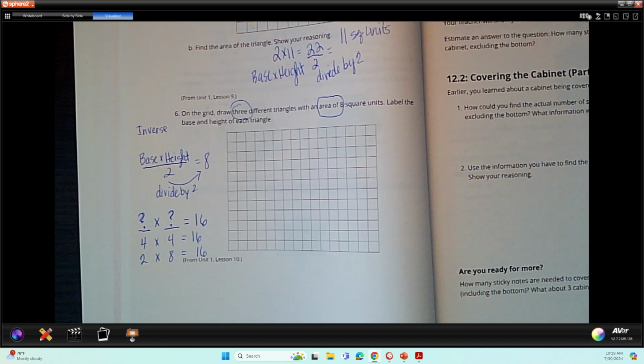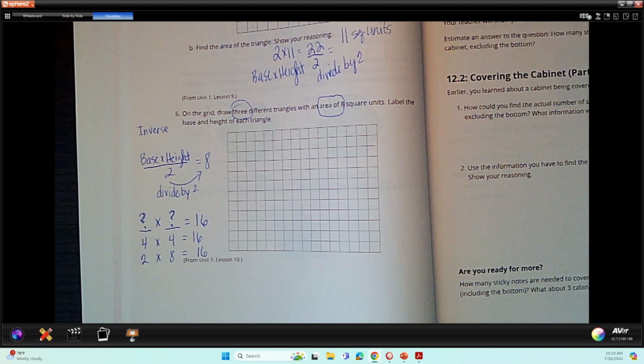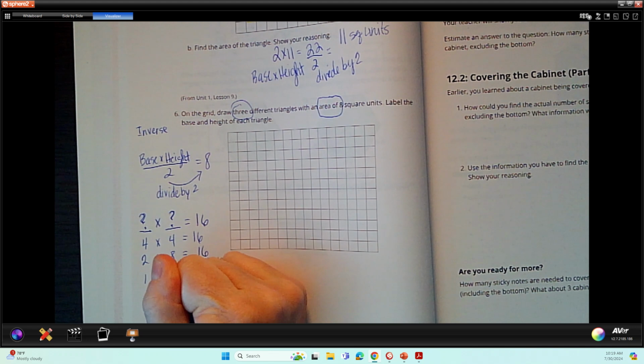I could do 8 times 2 or 2 times 8. That would equal 16. And then I could do something like 16 times 1, but that's going to make a really tall and kind of narrow triangle, but I certainly could do it. I mean, let's just go ahead and do 1 times 16.